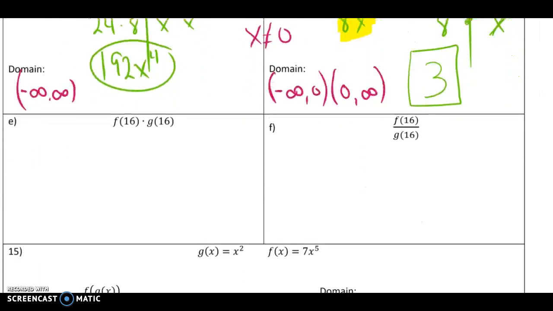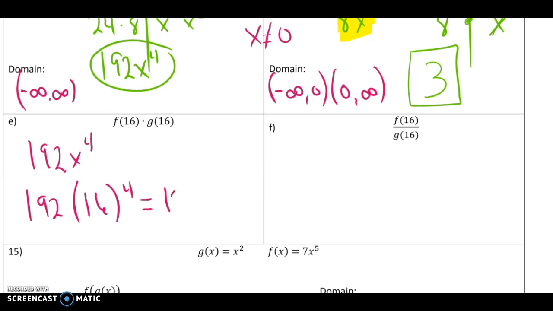your final product of 192x to the 4th and put 16 in. So 192 with 16 to the 4th power. So when you do that, you actually get a pretty big number. You get this.